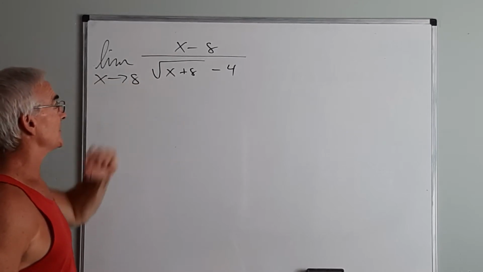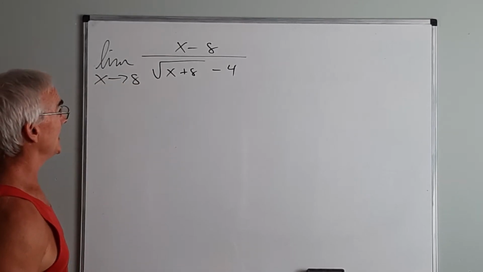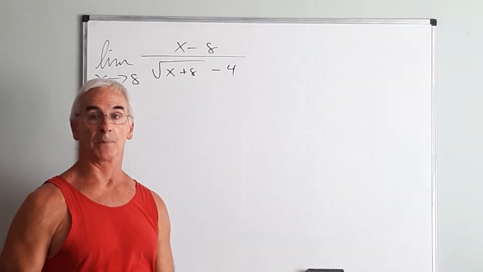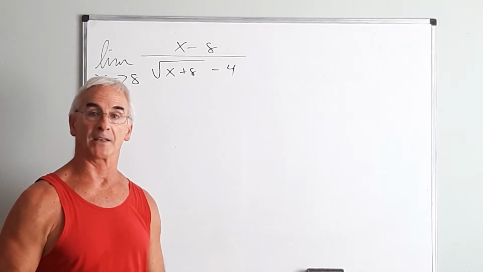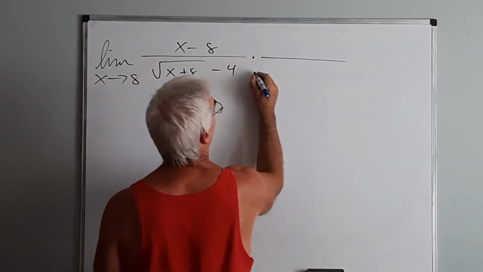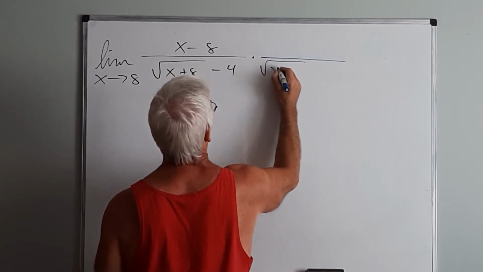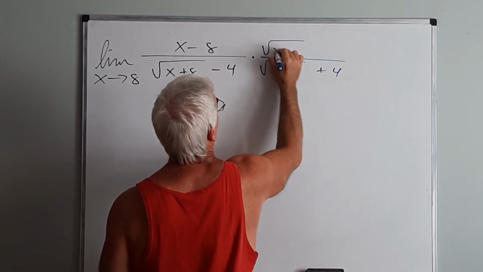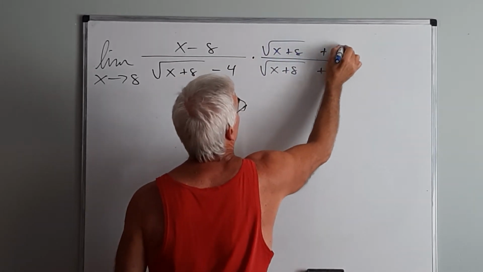I need to get the denominator to have an x minus 8 in it. The simplest way to do that is to rid myself of the root in the denominator, and the best way to do that, of course, is to multiply by its conjugate. So we will multiply the top and bottom by the conjugate of the denominator, root x plus 8 plus 4.